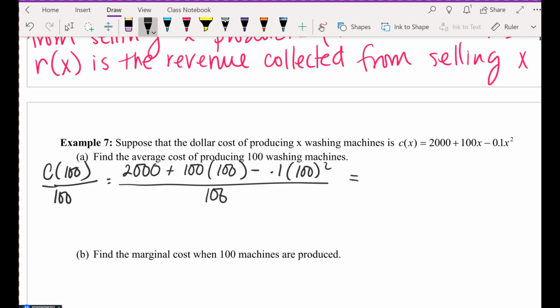So the cost of all machines divided by however many machines. 11,000. 11,000 per machine? No. So divided by 100. Oh, okay. So Edison, how much will it cost on average per machine? $110 per machine. Okay.